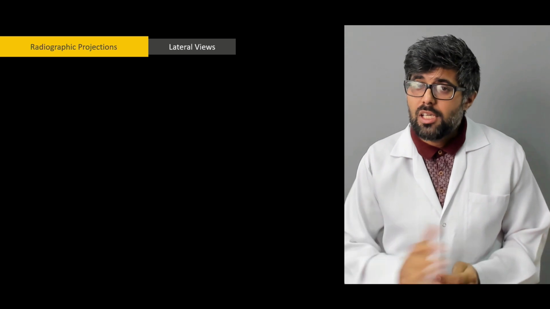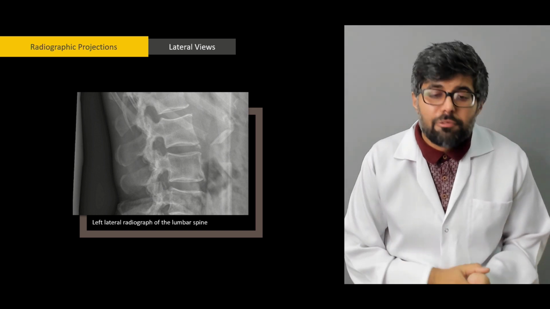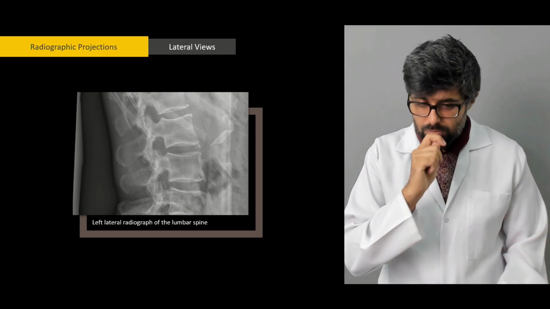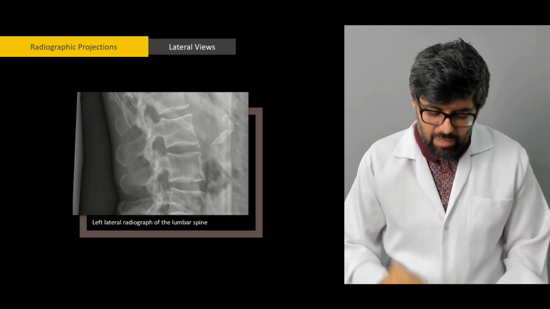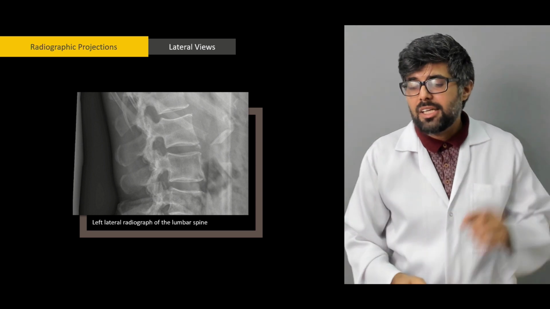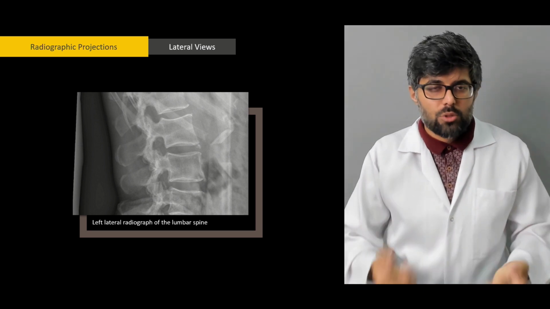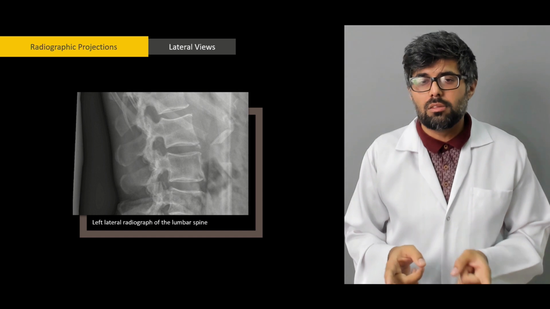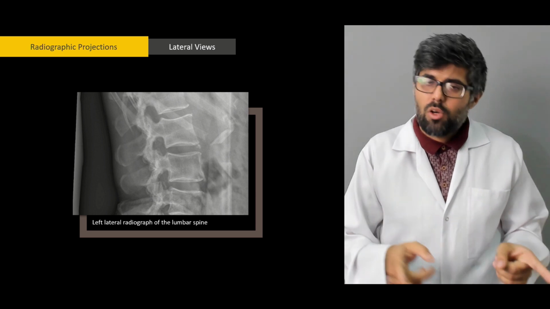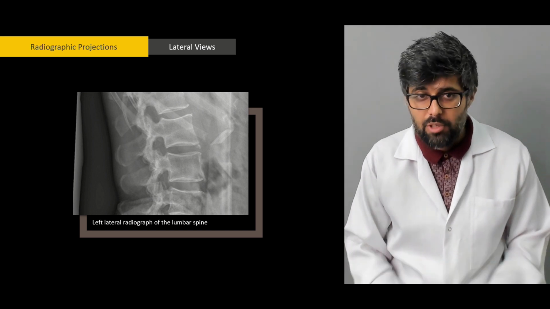Okay. Next are the lateral views. This is a left lateral radiograph of the lumbar spine. I would remind you that it's written left. In every lateral view or lateral projection, it is always given whether it's the left side or the right side. And it is very important because our body differs a little from the right to the left side. So knowing whether it's right or left will give you a better idea and a better understanding of how to read your radiograph.